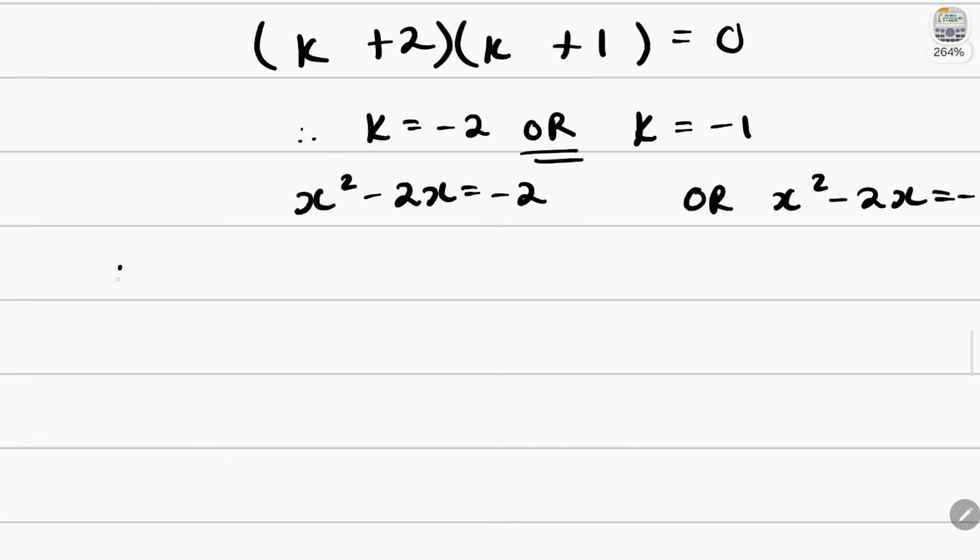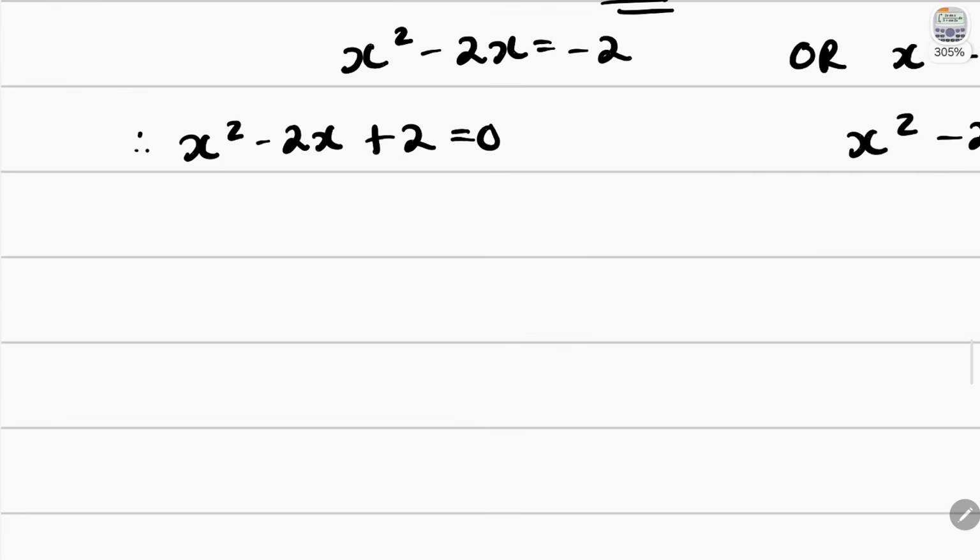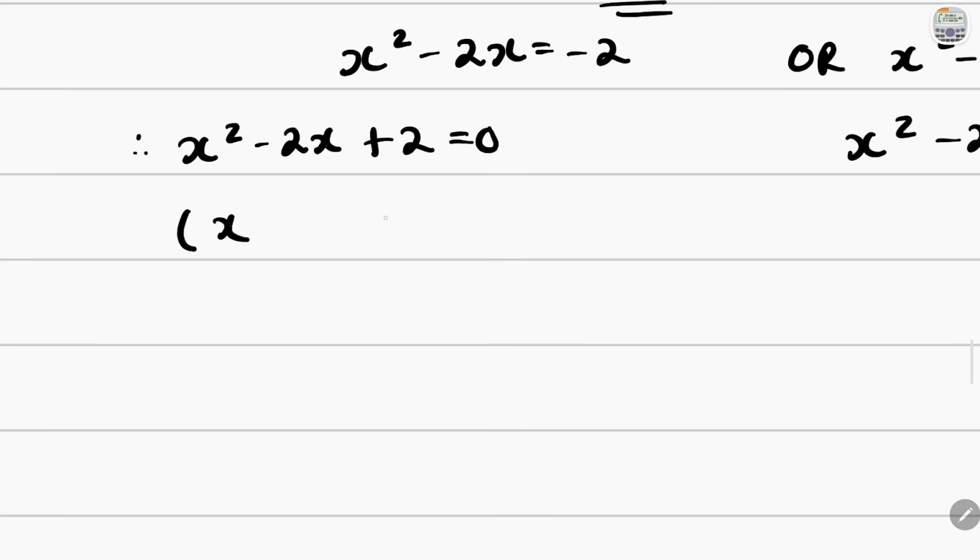Okay, so let's simplify this. This is now x squared minus 2x, and when we transpose that, that is plus 2 is equal to 0. And same thing here, x squared minus 2x, and that becomes plus 1 is equal to 0. So can we factorize this? If you say x times x, and then factors of 2 that give you negative 2, you won't find those.